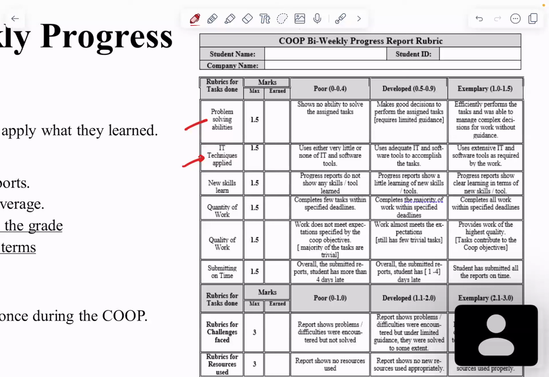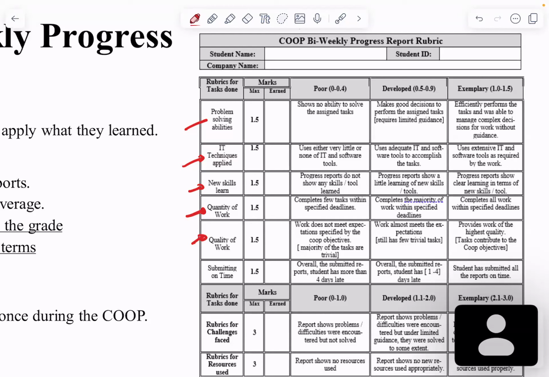You learn, you applied, and you use. Okay, and here you can see new skills. And the quantity of work, how many tasks you are doing, is very important. Plus the quality of the work. So both is just a balancing between the quantity and the quality.